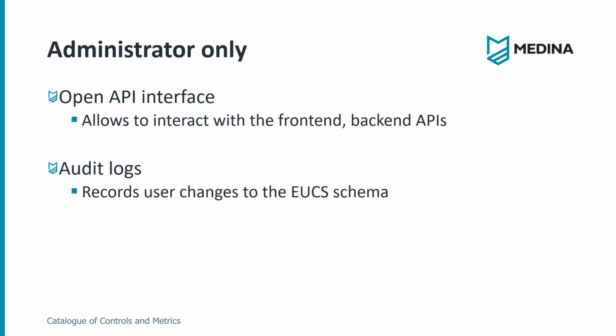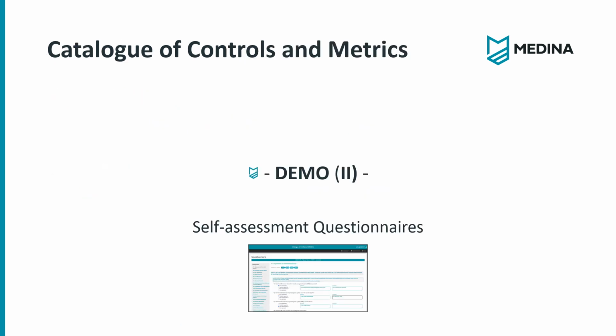To finish with the catalogue, it has 2 interesting features for the administrator user. One is the Open API interface, that allows to play with the front-end and back-end APIs. The other feature is the recorded logs, that reflect the local changes made by the users to the EUCS schema. Changes are restricted to the name of some elements. Let's see a second demo, now dealing with the questionnaires.